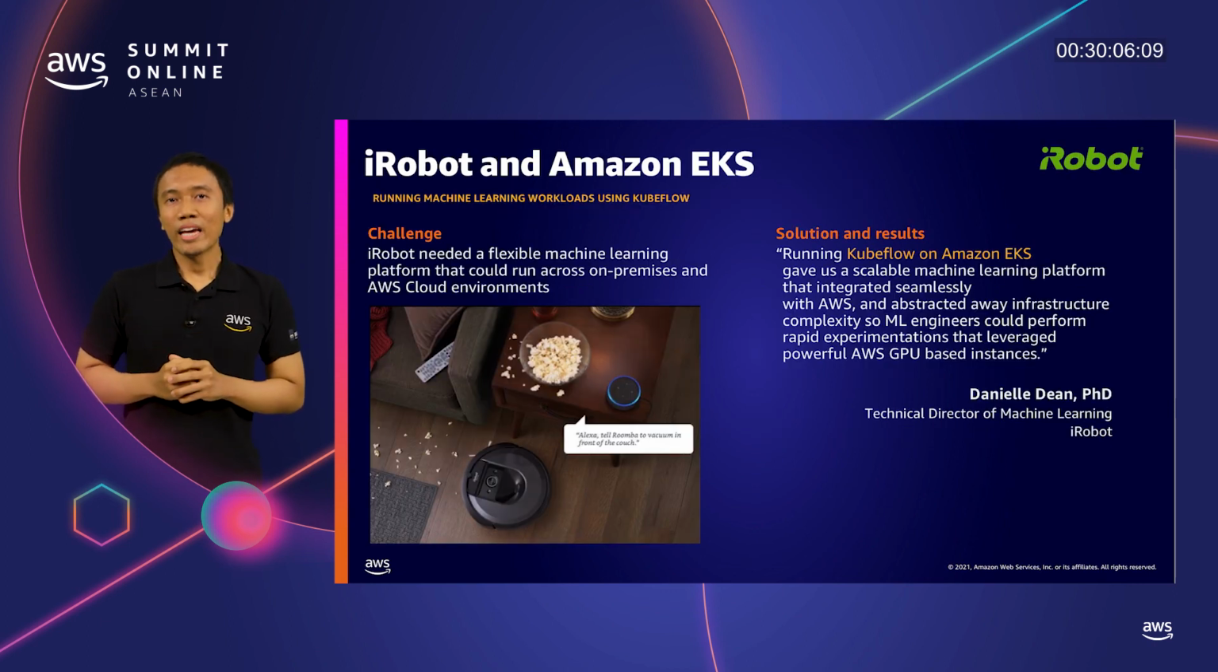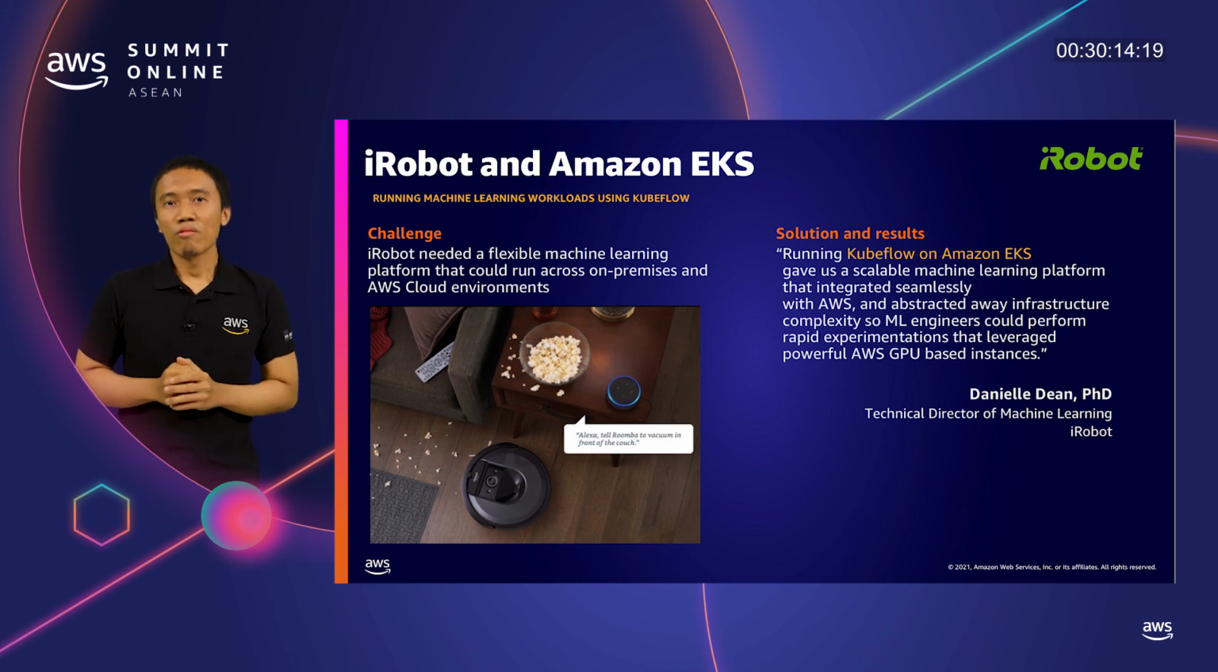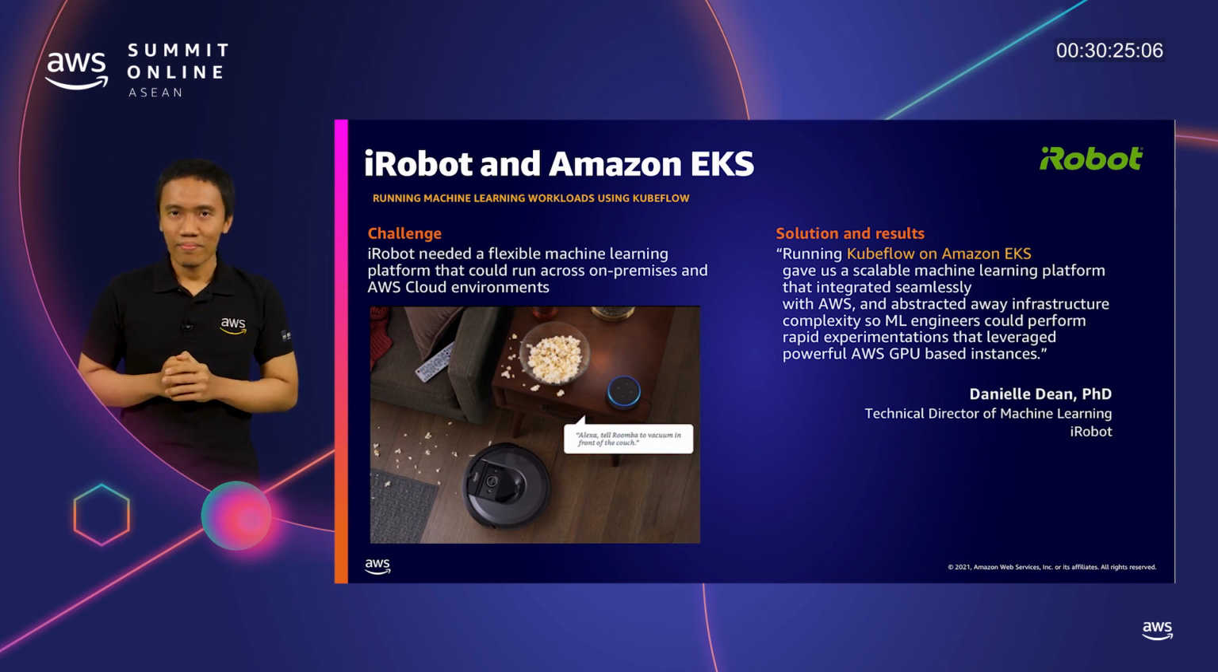This is about how you can run Kubernetes on AWS. There is another customer story who ran their machine learning platform on Amazon EKS. iRobot runs Kubeflow on Amazon EKS, which integrates seamlessly with AWS, allowing rapid experimentation with access to GPU instances.